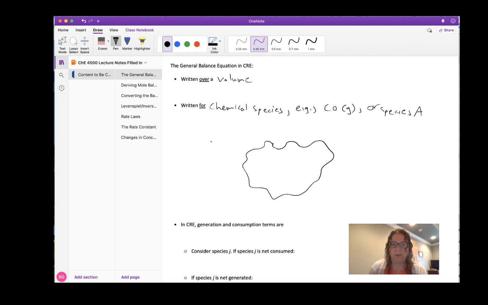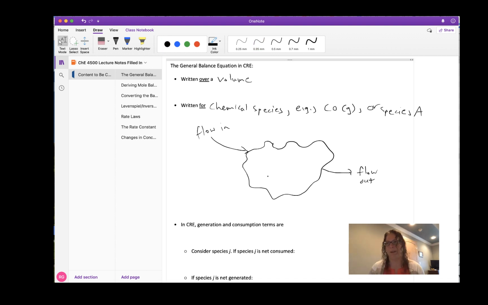So thinking about the balance equation, I know that I can have flow in and I can have flow out. So here we have material flowing in and out of the system, material crossing the system boundary. This line here defines the system. Anything within there is the system itself. I have flow coming across the system boundary, flowing in and out.